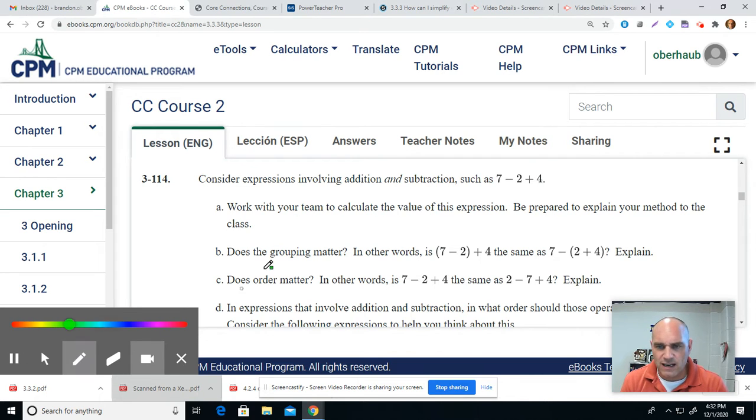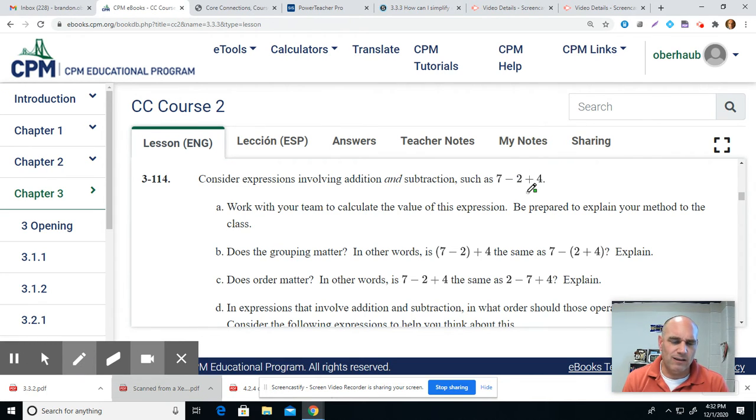All right, so for A, we want to calculate this. So let's see here. Change this, so this becomes plus negative 2. 7 plus negative 2 is 5. 5 plus 4 is 9. So we get 9 for A.